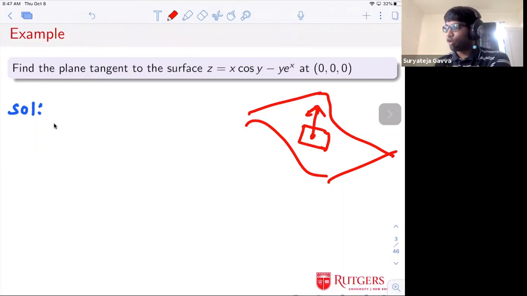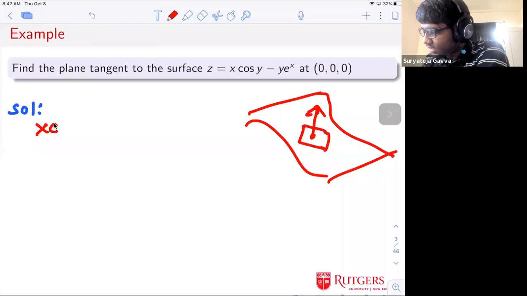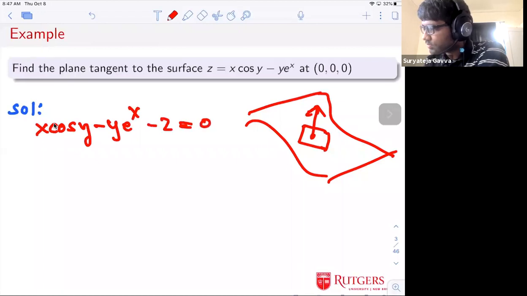Gradient vector of what function? So what is the function? Can you tell me? The gradient vector which defines the surface, right? So the surface is defined by this equation: x cosine y minus y exponential x minus z equals 0. So I can write the surface as this equation. Now find the gradient of this.